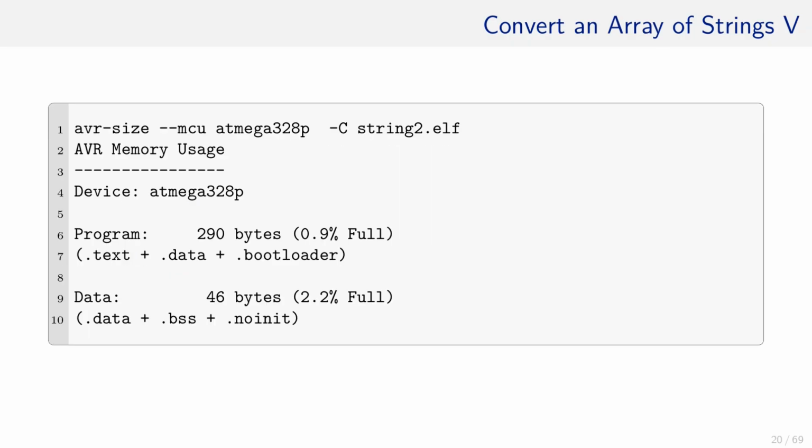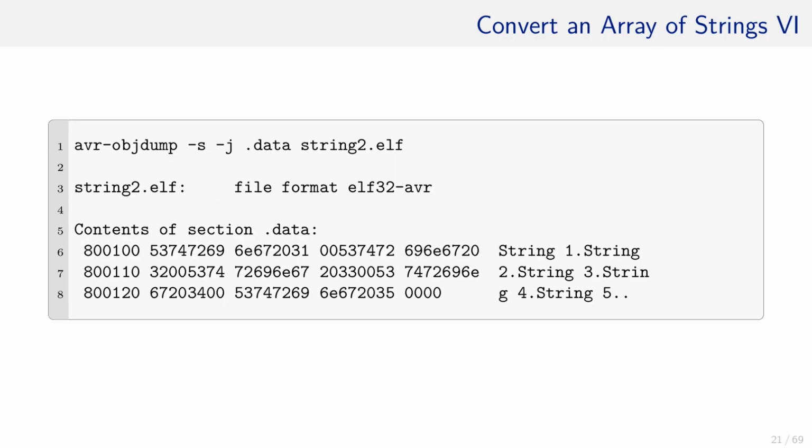Let's see if that worked. Compiling the program and displaying the data section in the RAM reveals that it did not work as intended. Let's have a look what is in the data section. We see that the strings are still in SRAM, but the pointers which were in front of them originally are not there anymore. It seems we shifted only the pointers to the flash memory. But why is that so?